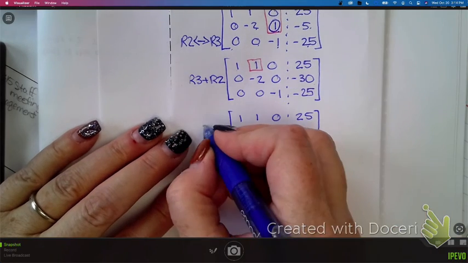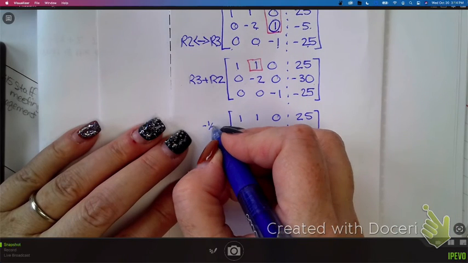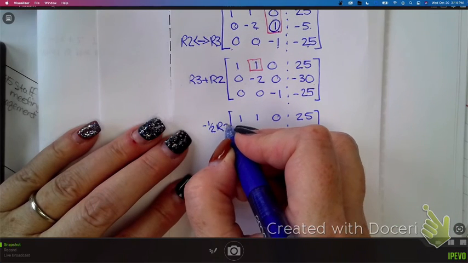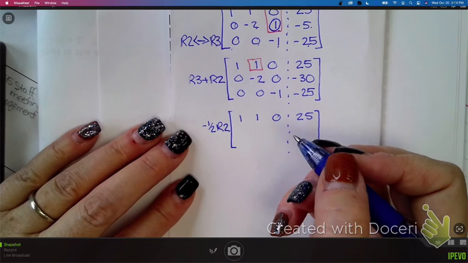Negative 1/2, because a negative times a negative is a positive, yes? Yes? How am I going to work?